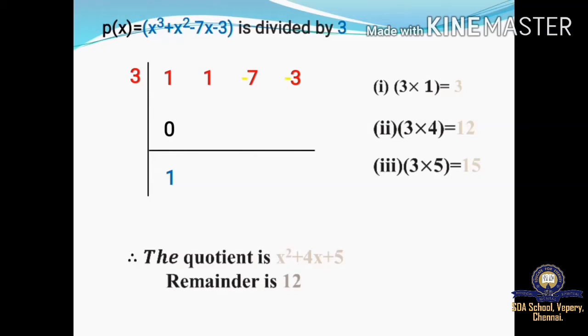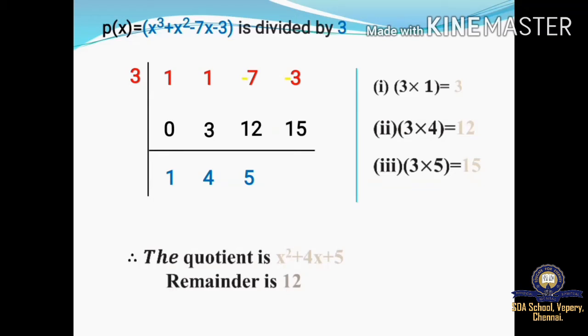Next, you have to multiply this 3 with 1. What will you get? 3 ones are 3. You have to write the 3 over here. Got it? Now add 1 plus 3, you will get the answer as 4. Now multiply this 4 with 3 again, you will get the answer as 12. Now put that 12 over here. Then you have to add 12 minus 7 will give me plus 5. Okay, then 5 3s are 15. Now write 15 over there.